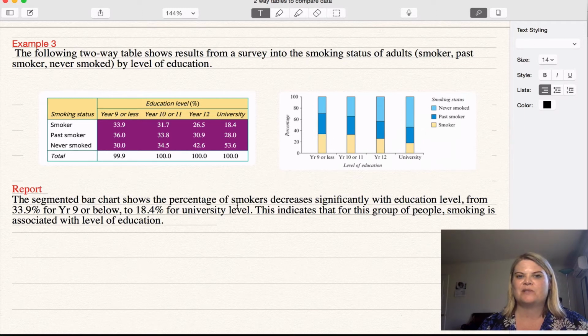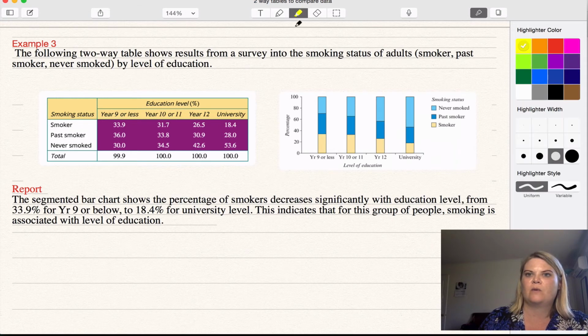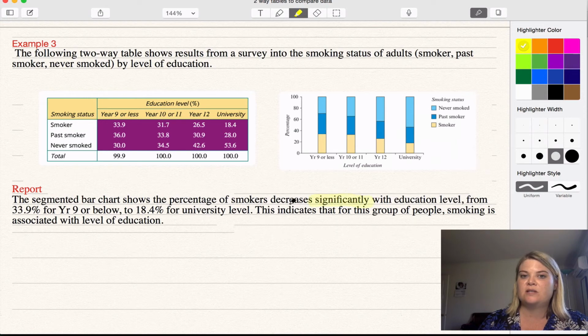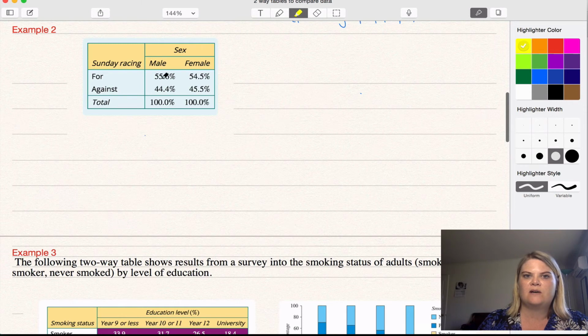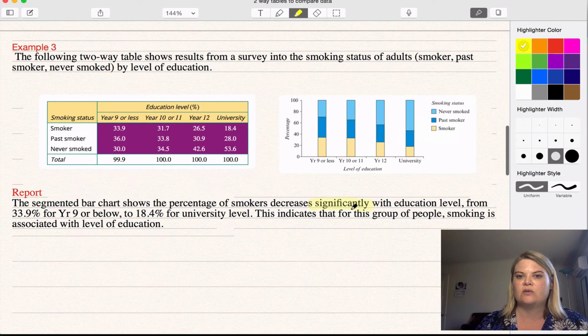Segmented bar chart shows the percentage of smokers decreases significantly. Now you needed to have that word there, significantly. You can't just say it decreases, because if we go back to this example here, 55.6 goes down to 54, that's a decrease, but it's not a significant decrease because it's not more than 5%. So you need the word significant or significantly in there somewhere.